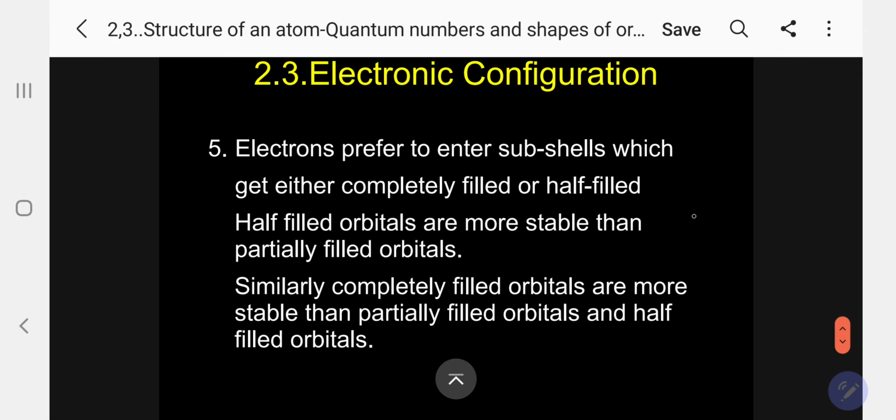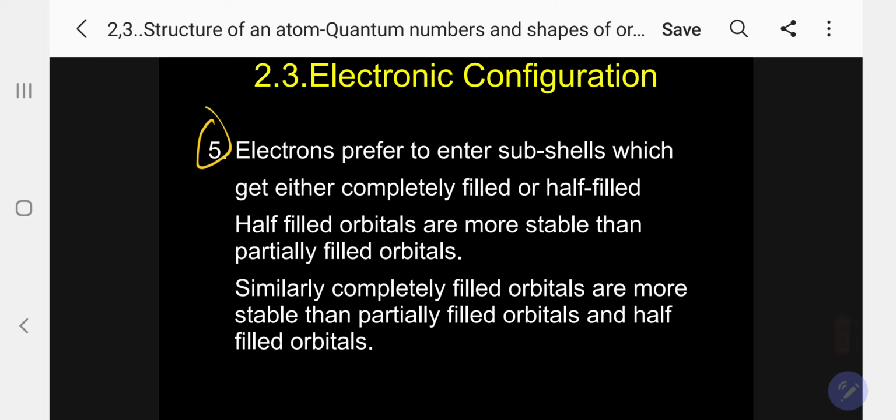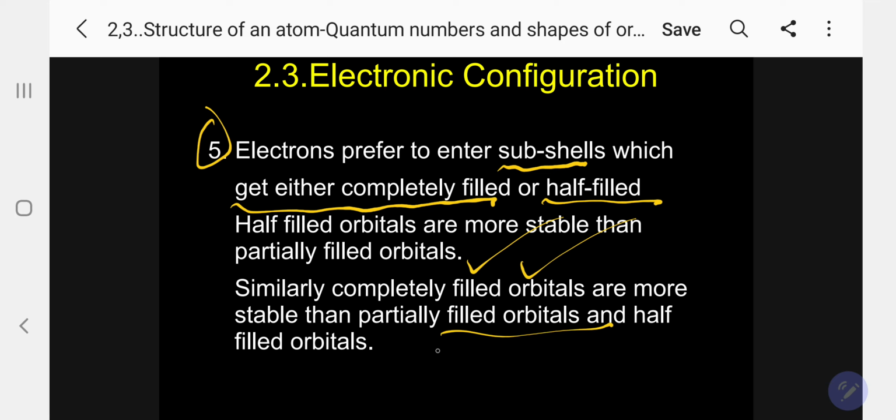Next one, rule number 5. Electrons prefer to enter subshells which get either completely filled or half filled. Kindly follow. Electrons prefer to enter the s subshell, p subshell, d subshell, f subshell, which get either completely filled or half-filled. A half-filled orbital is more stable than a partially filled orbital. Similarly, completely filled orbitals are more stable than partially filled orbitals or half-filled orbitals. This is the most important.